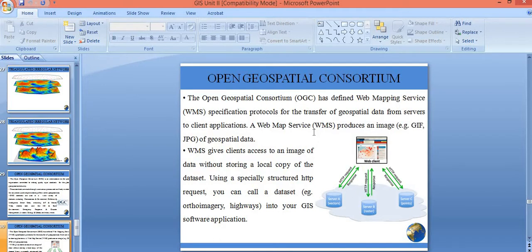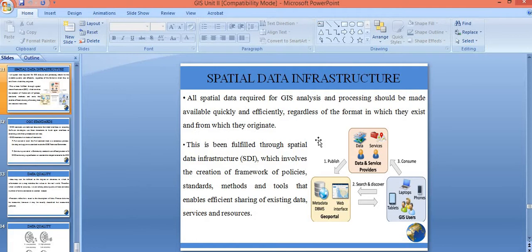And similarly you have spatial data infrastructure. That is also another standard given by the Open Geospatial Consortium. And also you have GML, Geographic Markup Language. So these are the main standards given by OGC. They have given many standards, but these are the main ones. Okay, fine.